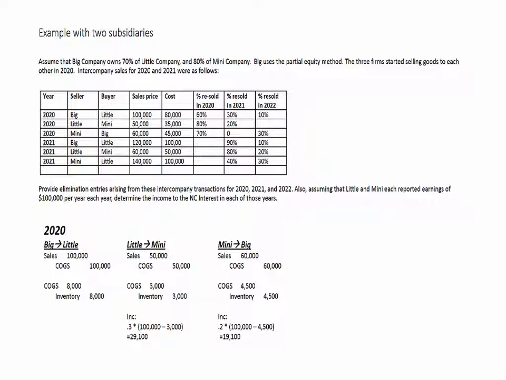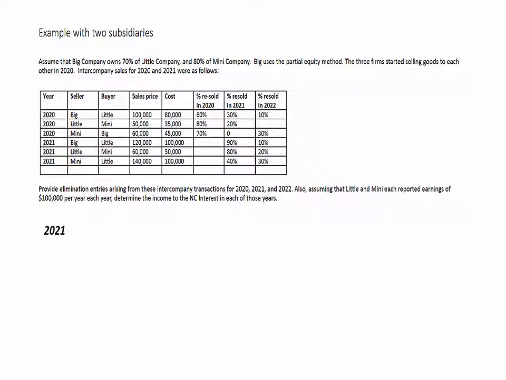Finally, the income to the non-controlling shareholders, 20%, the non-controlling shareholders' ownership of Mini company, multiplied by the adjusted realized earnings from Mini, $100,000 reported minus that $4,500 debit to cost of goods sold, or $19,100. Okay, moving on to 2021.